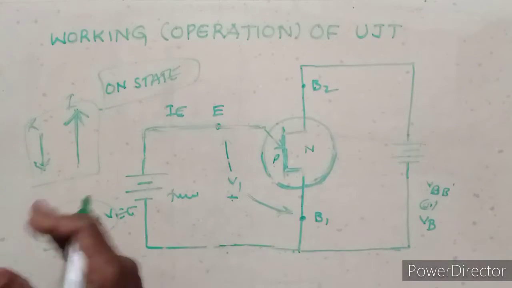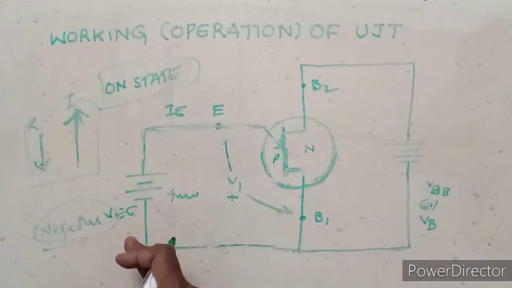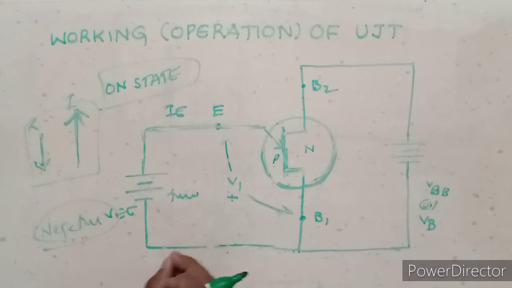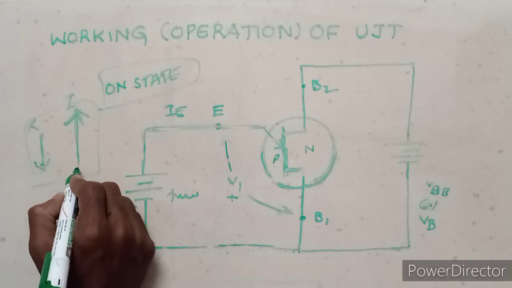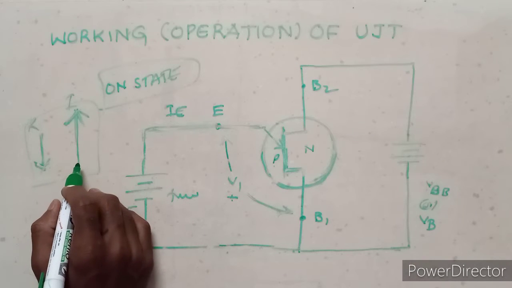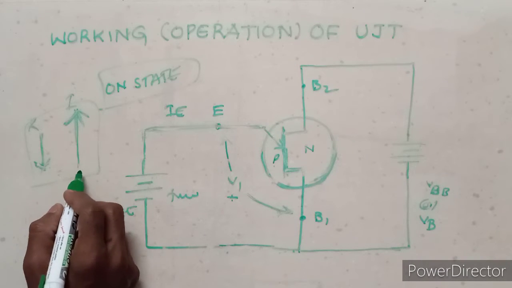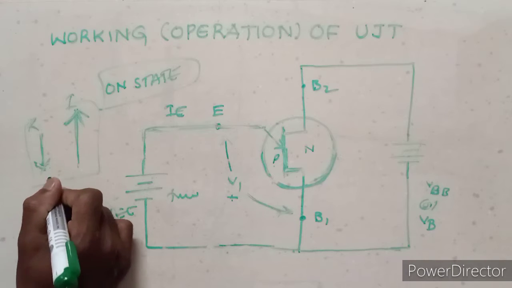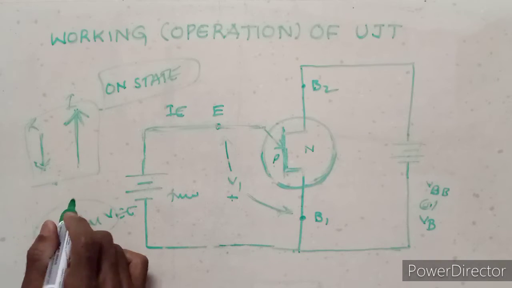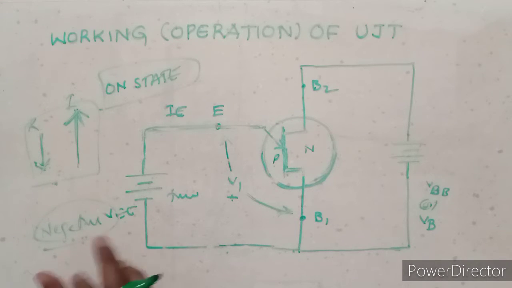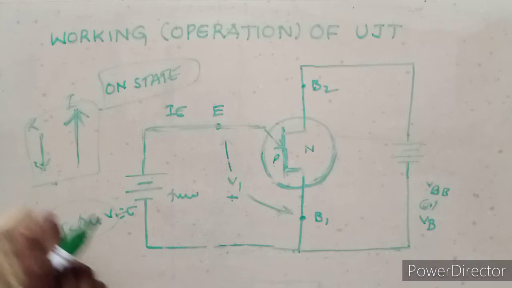Next we will discuss the next topic. So here the resistance decreases and the power increases. The power is increased, the resistance decreases. This resistance is known as negative resistance.